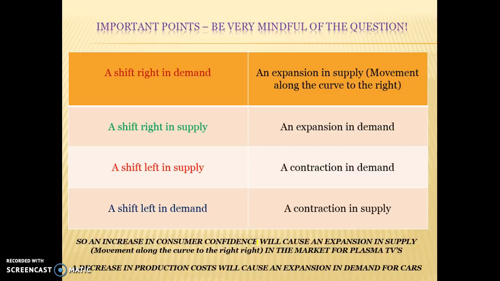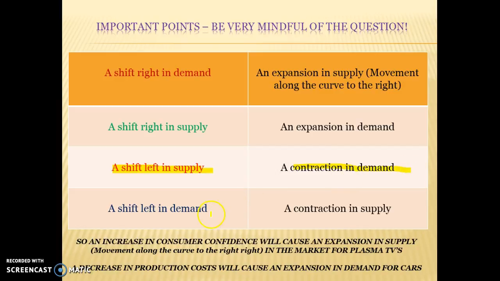Other thing to be mindful of, and this would be a particularly difficult question, but you need to be able to draw the curves and work out which of different options are going to cause the expansion or contraction in demand. So if there's a shift right in demand, that's actually going to cause an expansion in supply, because the shift right in demand will cause a shortage, which will cause a higher price, and then the supply will expand. If there's a shift right in supply, that will lead to a lower price, and eventually it will lead to an expansion in demand. If there's a shift left in supply, like the cyclone, prices are going to increase, and that will eventually lead to a contraction in demand.